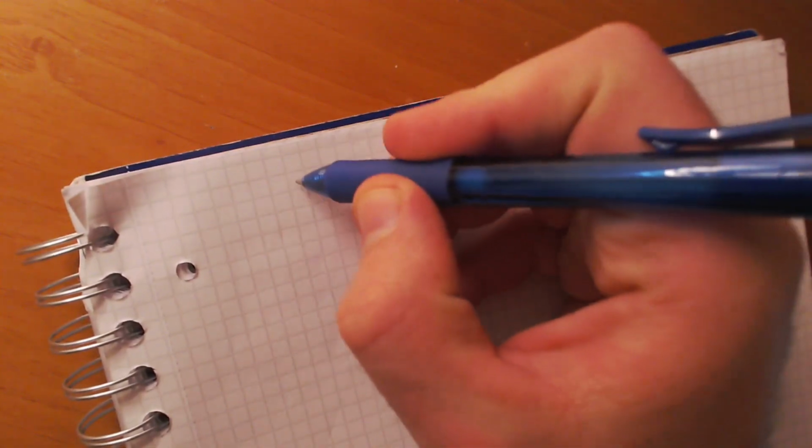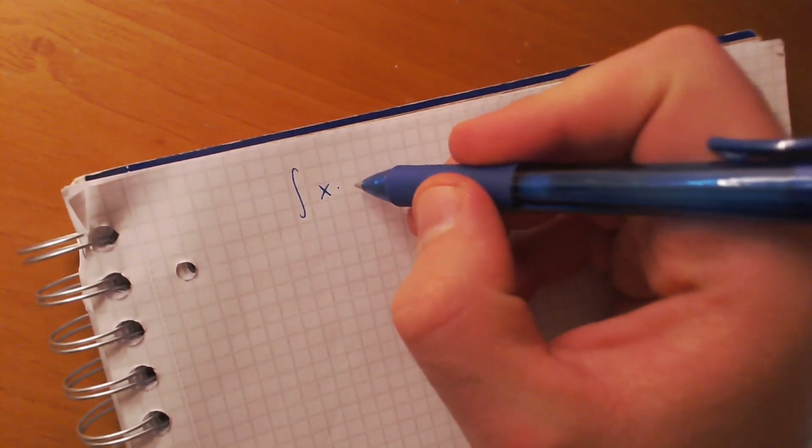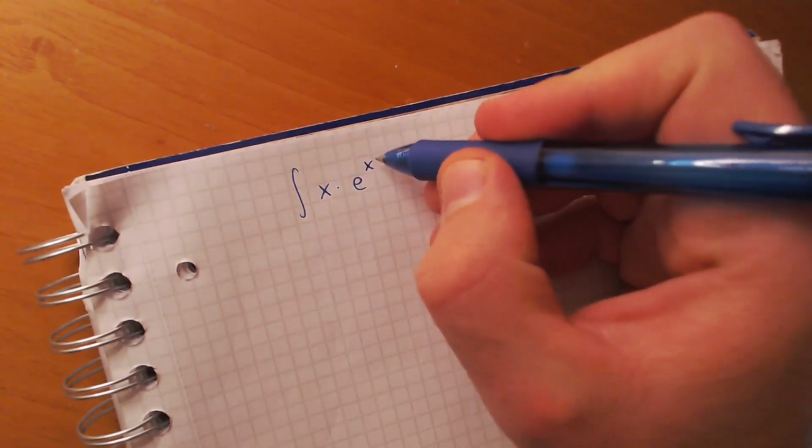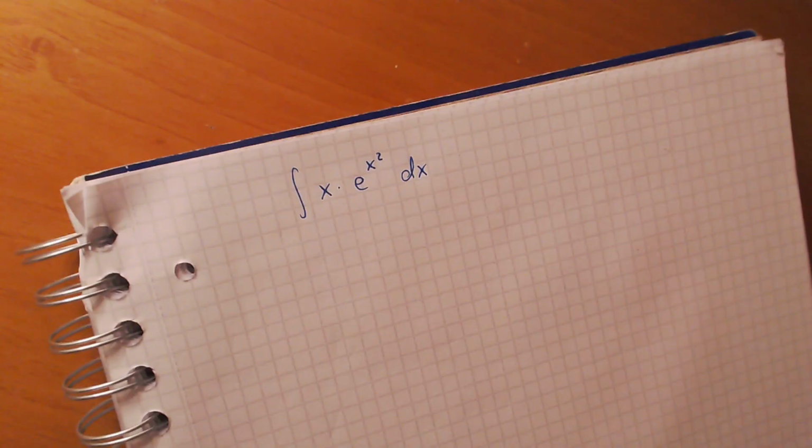Okay, so the first integral is the following. We have the integral of x times e raised to the power of x squared dx. Okay, so in order to solve this integral we can change the variable.